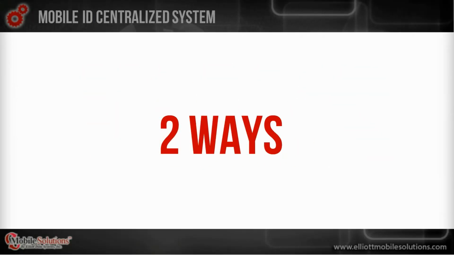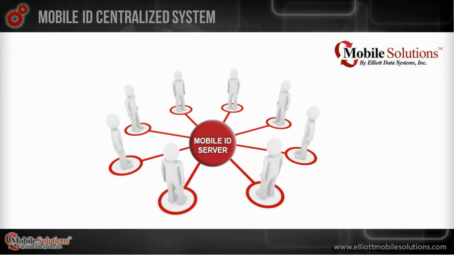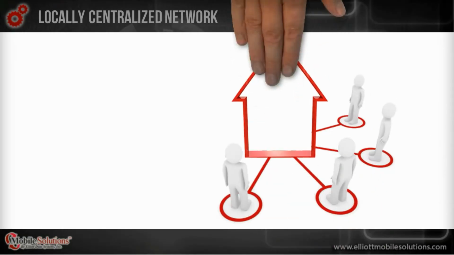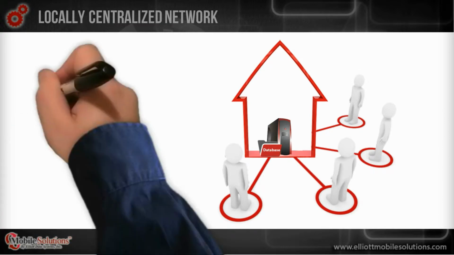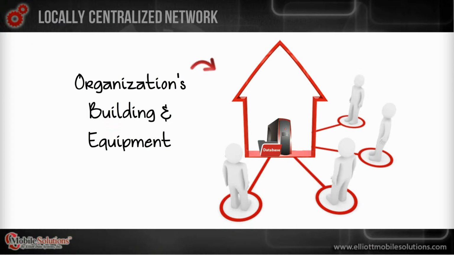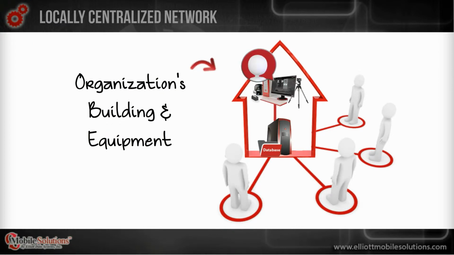There are two ways in which a mobile ID system may function as a centralized network to support multiple locations. The first is a locally centralized network that houses the mobile ID server within the organization's infrastructure, installed on local hardware and oftentimes alongside the mobile ID client and badging station. With an internet connection, the system is accessible by all admin from off-site locations. This local network provides SSL security, which encrypts the communication being transferred to and from the mobile ID server.